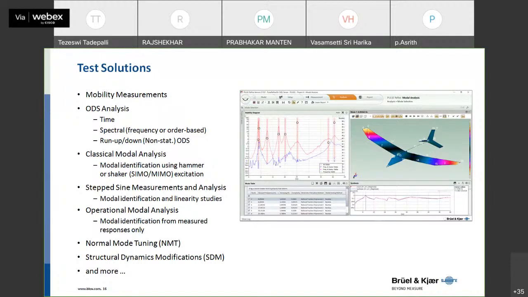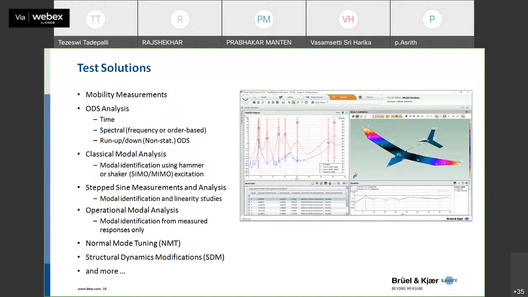You have classical modal analysis, which is using either a hammer or a shaker. It could be either a single input, multiple output, or multiple input, multiple output excitation. You also have different modes of excitation, for example, step line measurement, very accurate, sometimes a bit time consuming.